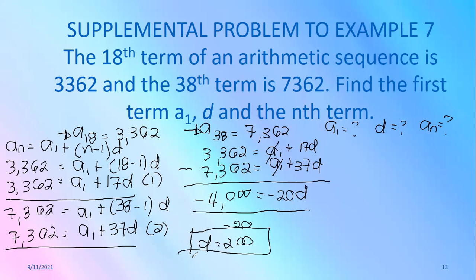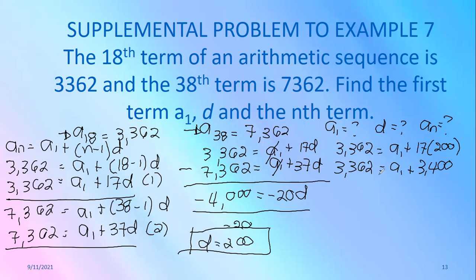So ang gagawin natin is we will use any of these two equations to determine the value of a sub 1. So I'm going to use equation 1. So this will be 3,362. So by using substitution method, which is equal to a sub 1 plus 17 multiplied by 200. So that's equal to 3,362, which is equal to a sub 1 plus 3,400.